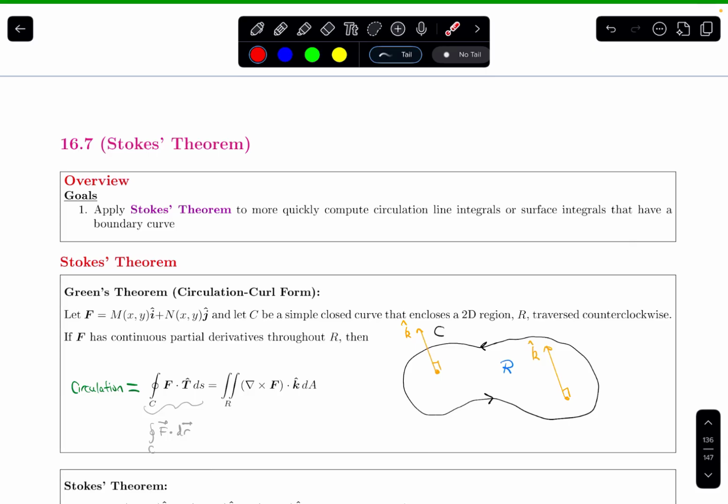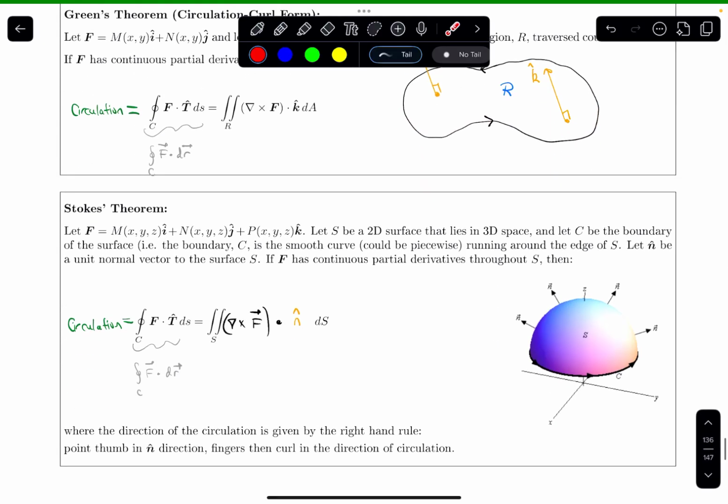So in terms of our goals for this section, we've now learned what Stokes' theorem is, and how we can use it to more quickly compute integrals, whether it's a line integral over some boundary curve or a surface integral that has this form, the curl of F dotted with that unit normal vector.